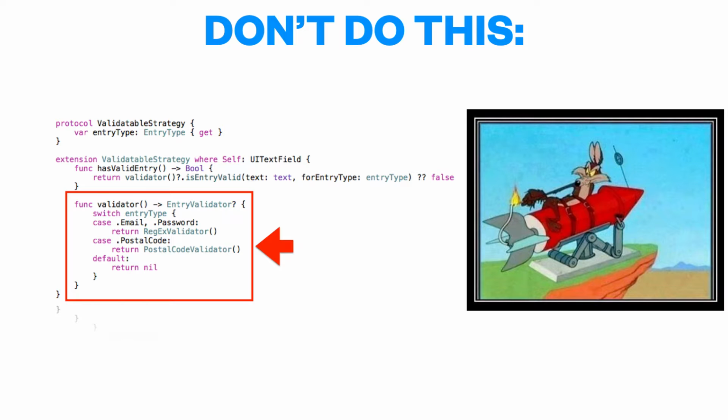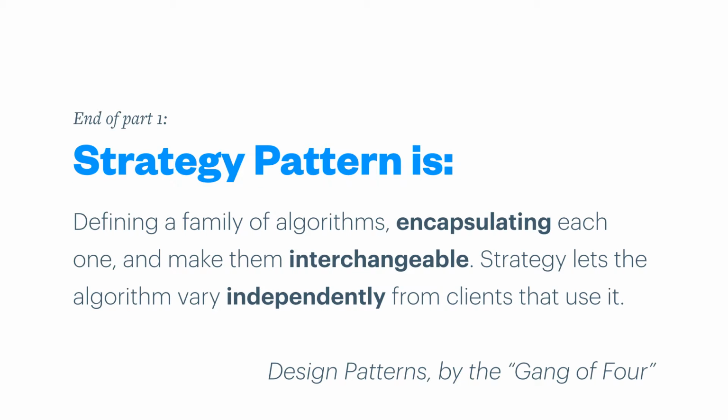The important thing about the strategy pattern, a little pitfall that you can fall into while implementing it, is to create a validator based on some kind of logic, based on the entry type. Like here, based on the entry type, the email or password has the regex validator, and the postal code has the postal code validator. This is an easy step to make while you implement the strategy pattern, but this is the thing that strategy tries to avoid: more logic. So the less logic you have while implementing it, the better your implementation is. So this was the strategy pattern.